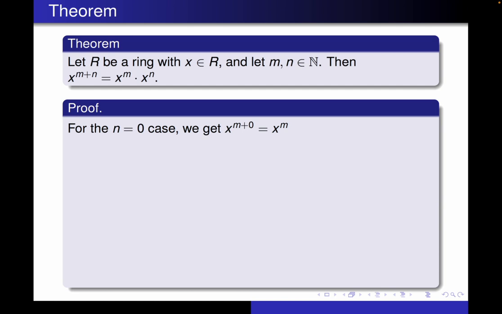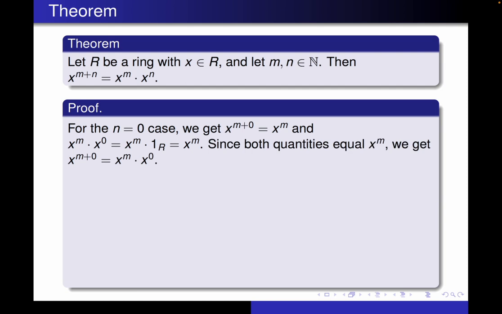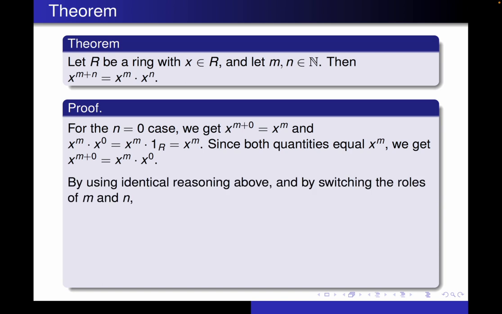Now for the n equals 0 case, that's actually not going to be so bad at all, right? Because x^(m+0) is x^m, since m plus 0 is equal to m. And x^m times x^0, remember that x^0 is just the multiplicative identity, so once again we get x^m. Since they're both equal to x^m, they're equal to each other. So x^(m+0) is equal to x^m times x^0, and that's that.